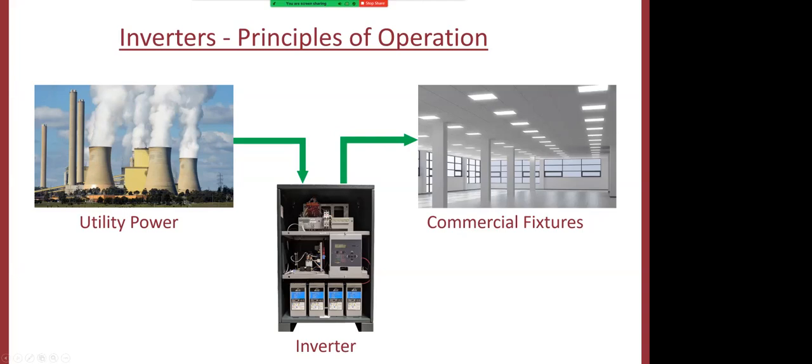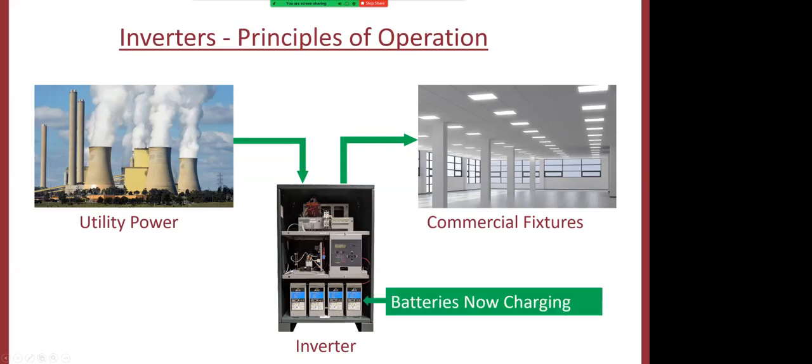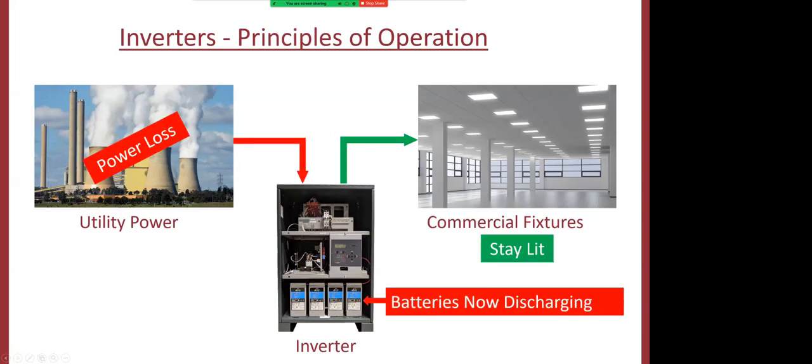I'm going to get more into centralization of inverter function in a minute, but the main idea here is that these batteries are charging during normal power operation, and the utility power is being passed directly to those commercial fixtures. Batteries are charging, but when the utility power is lost, these batteries are now going to discharge. The inverter is going to be the power supply for those commercial fixtures in the space. The main takeaway: power loss, fixtures stay lit.